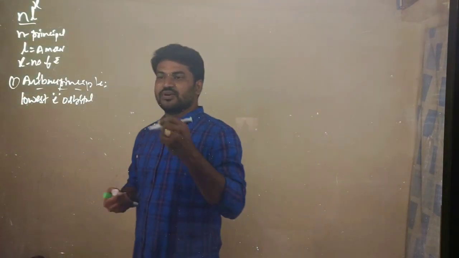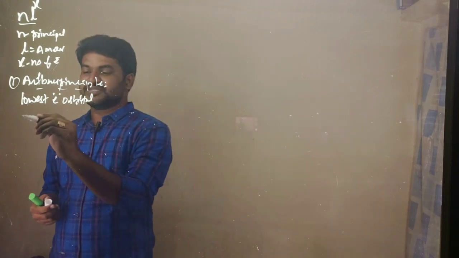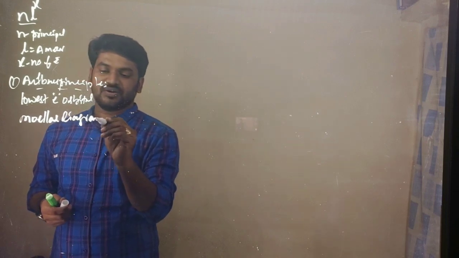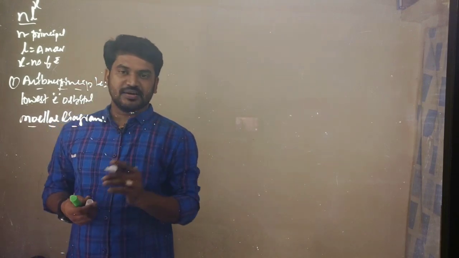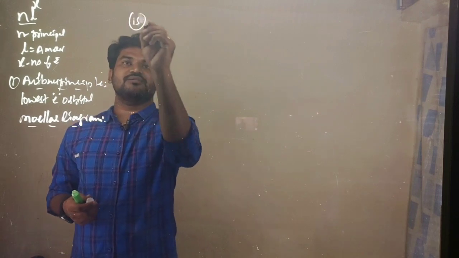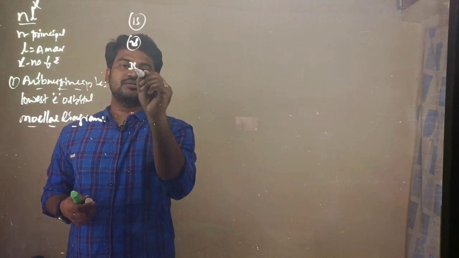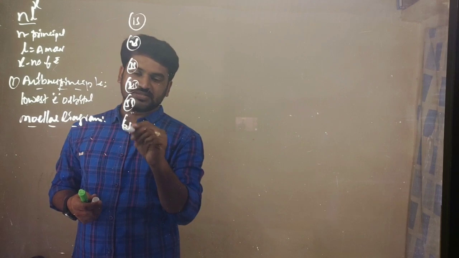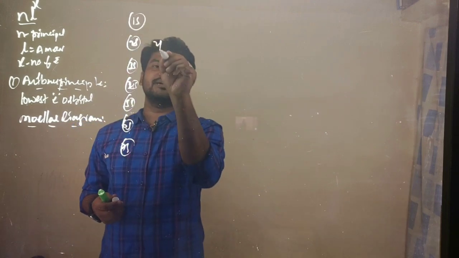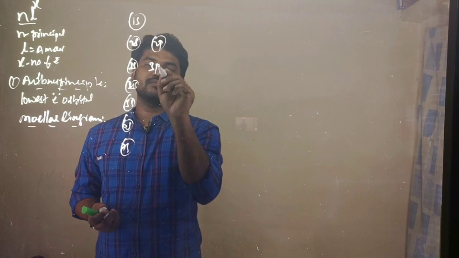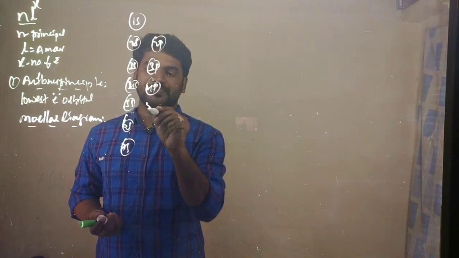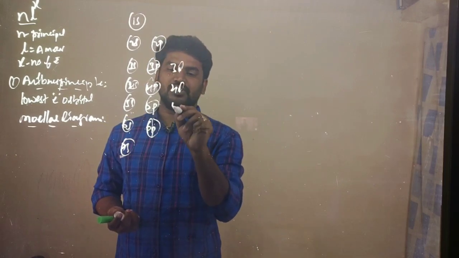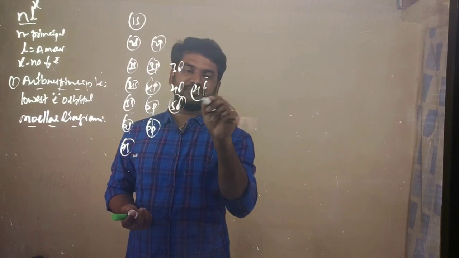That diagram we call the Aufbau diagram, okay? I'll draw it in a simple way. I'm drawing here 1s, 2s, 3s, 4s, 5s, 6s, 7s. Again we write here 2p, 3p, 4p, 5p, 6p. Again we write here 3d, 4d, 5d. Again here we write 4f, okay?